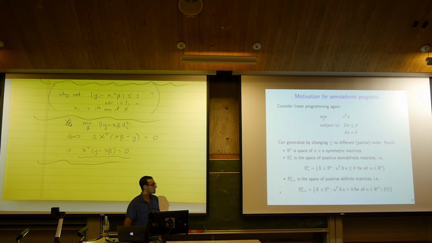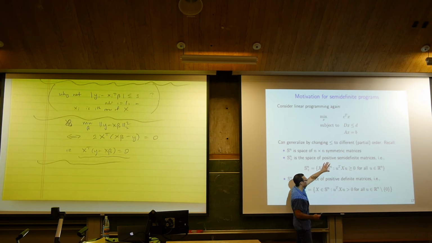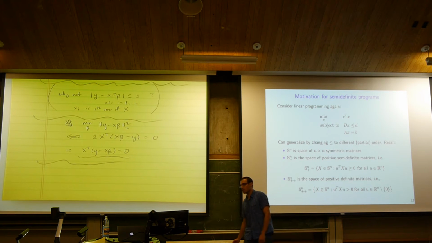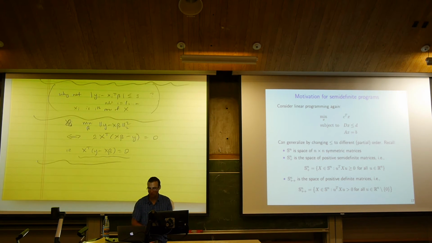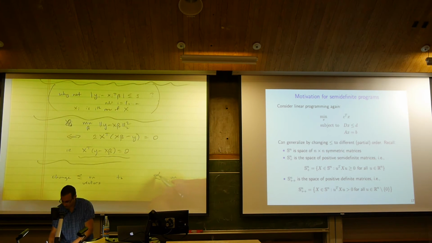And Sn plus plus is the space of, I guess I was saying PSD here, I'm sorry. Yeah, that's right, PSD, positive semi-definite matrices. This is the space of positive definite matrices. So actually, we have a strict inequality here. U transpose XU has to be strictly bigger than 0. All of its eigenvalues are strictly positive. And we're going to basically just change this less than or equal to on vectors to this guy, curly less than or equal to, on matrices. That's what's going to bring us from LPs to STPs.